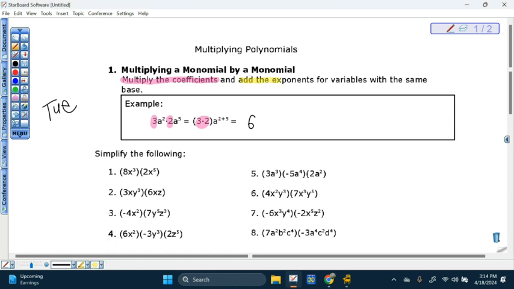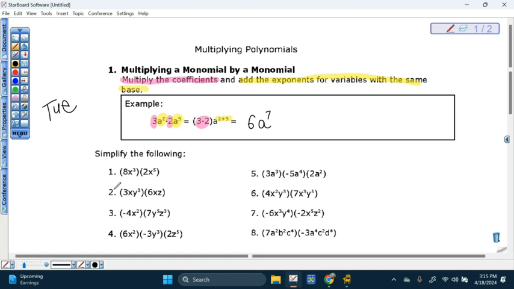Then I add the exponents for variables with the same base. I've got a squared and a to the 5th. Those have the same base. What's their base? A, right? So I have a to the 2 plus 5, so 6a to the 7th. I multiplied the numbers in the front, and I added the exponents of all the a's.